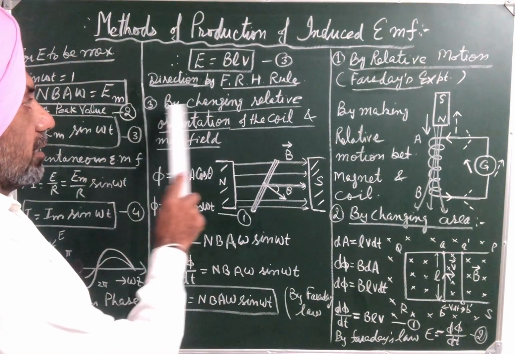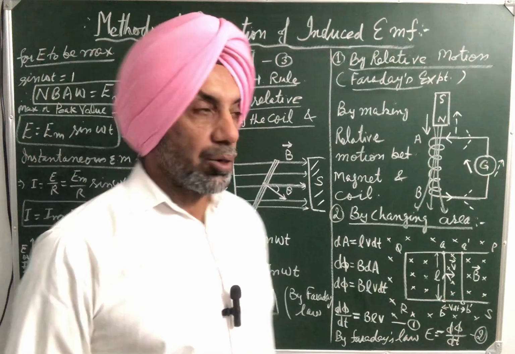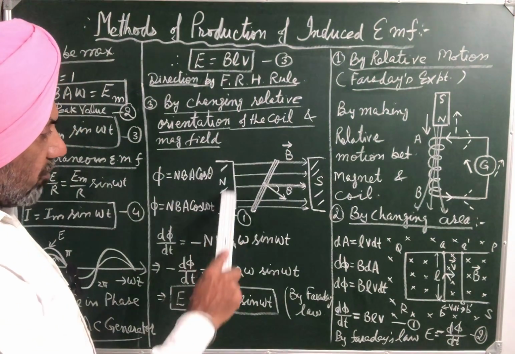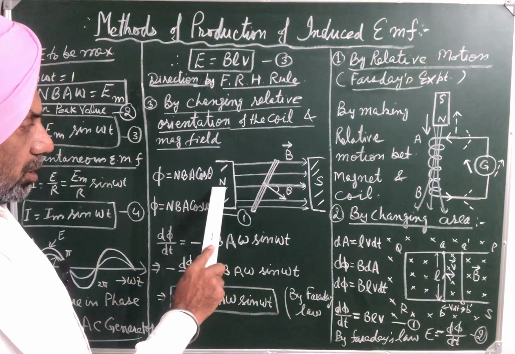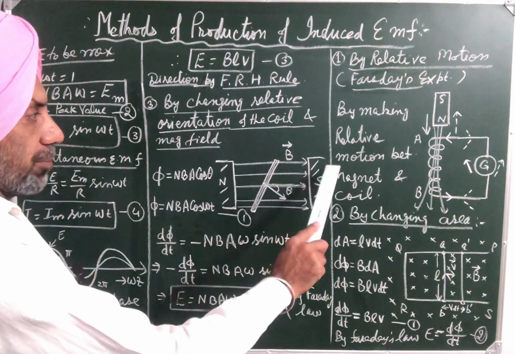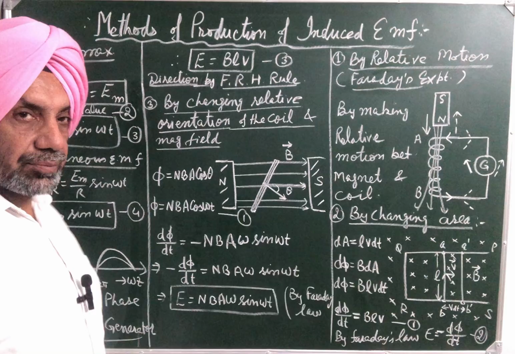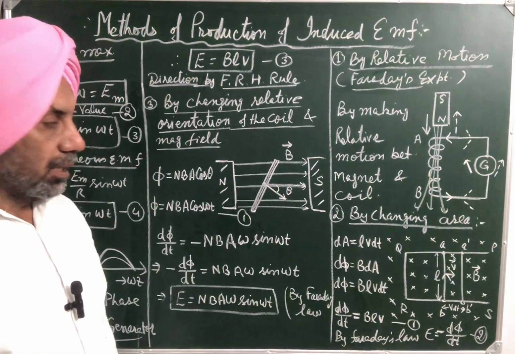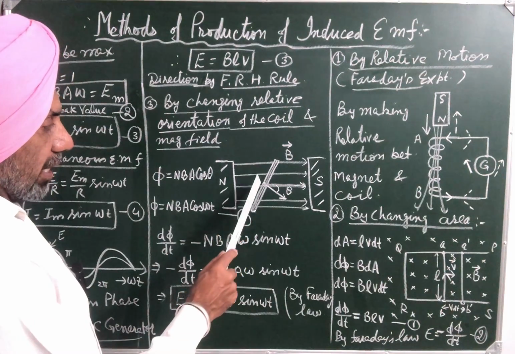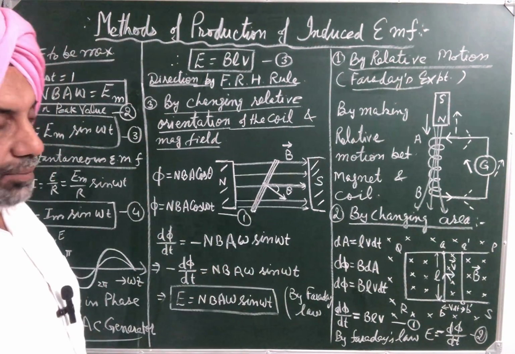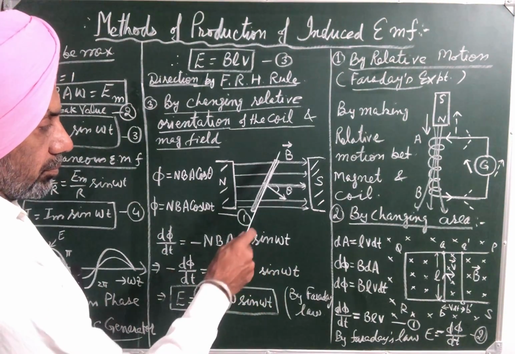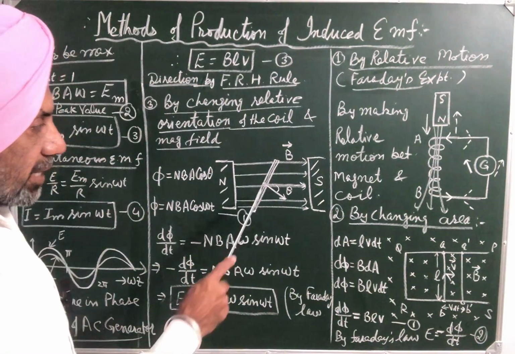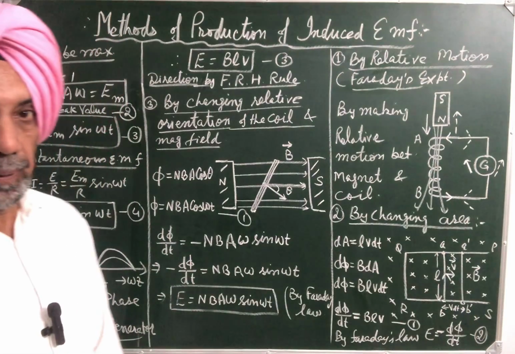So then the third method is by changing the orientation of the coil and the magnetic field. Suppose we have a magnetic field between two pole pieces of a magnet, north and south, from left to right, a uniform magnetic field. And suppose the coil is rotated in this magnetic field. Suppose the normal to the plane of the coil makes angle theta with the direction of magnetic field.